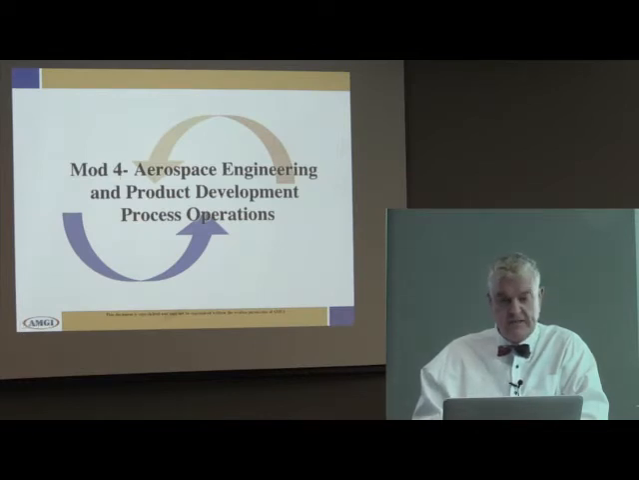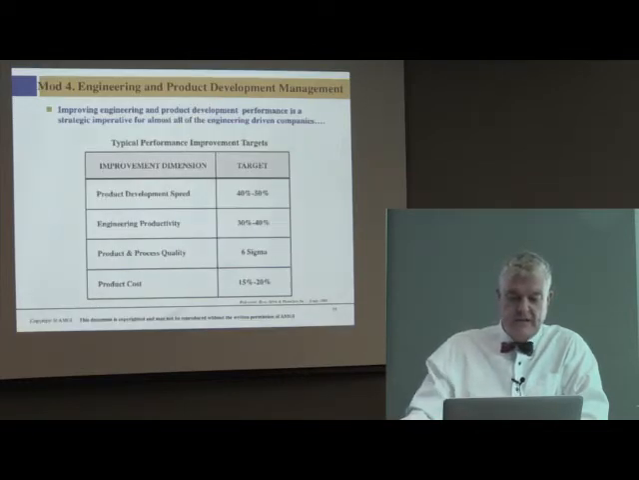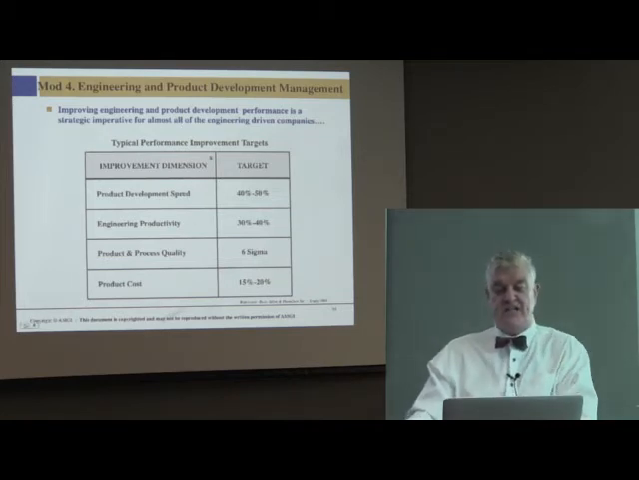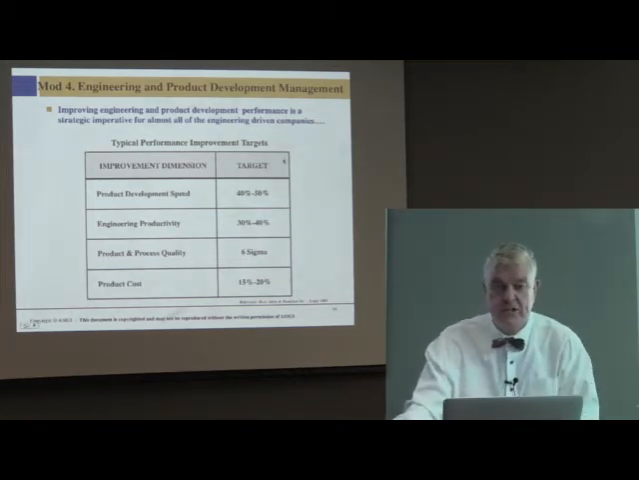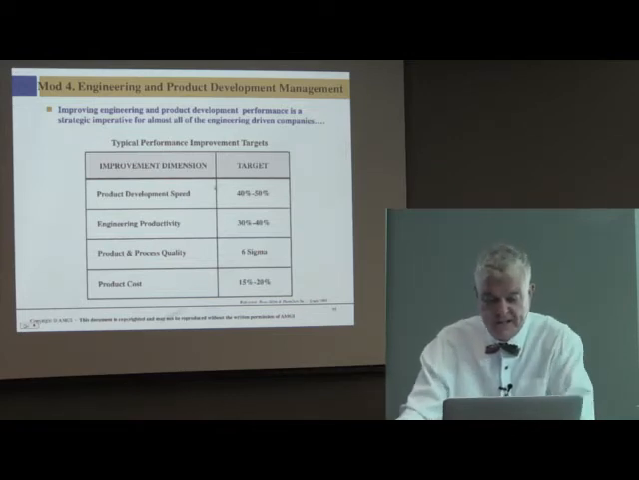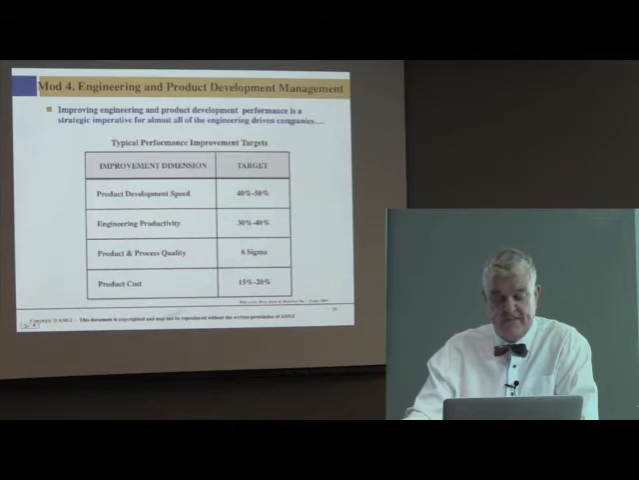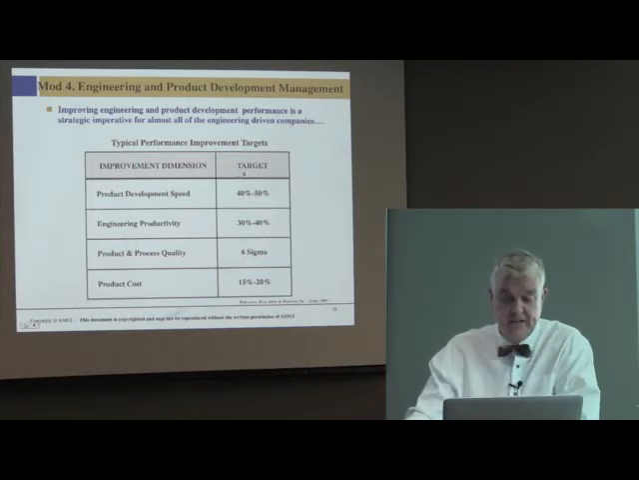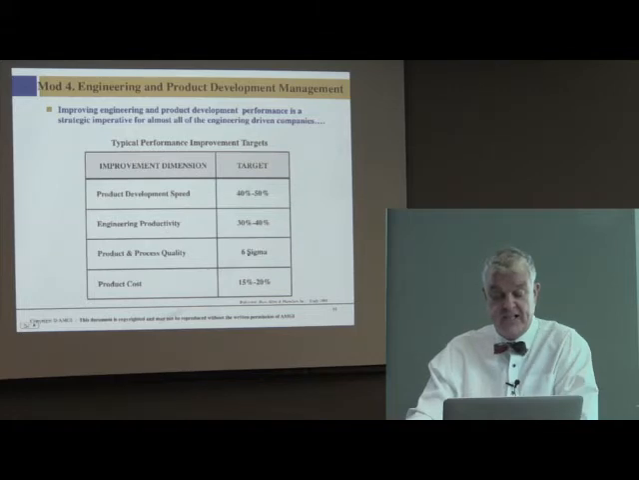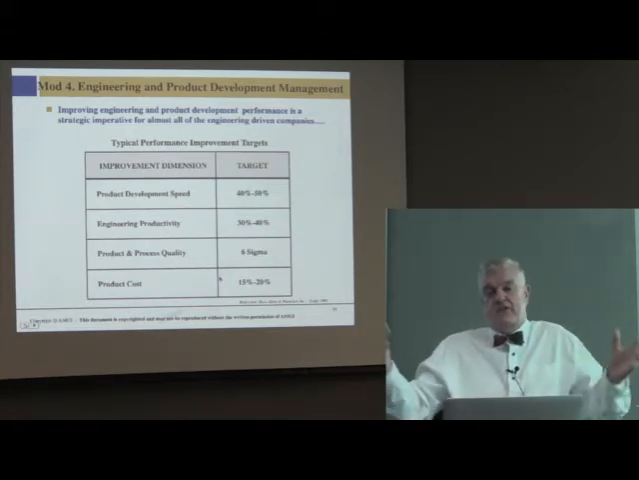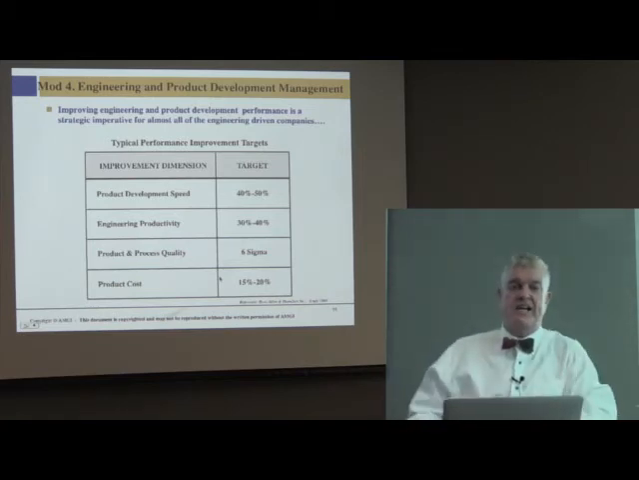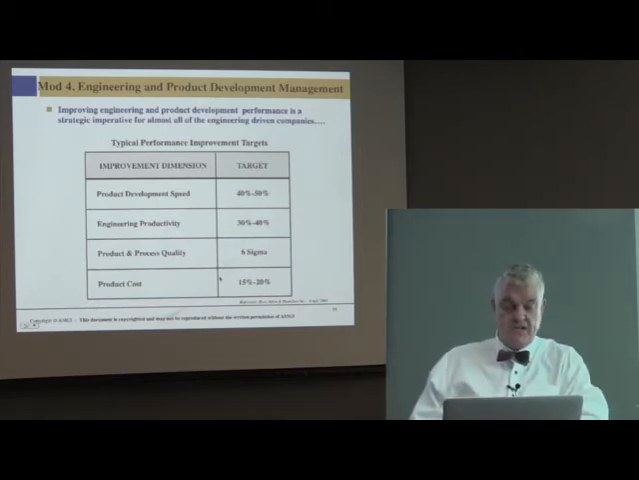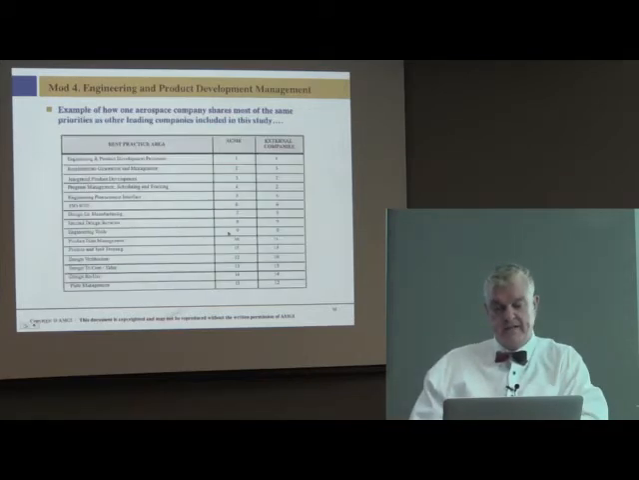Module 4 is product development, okay? So the target for typical aerospace companies, this is actually an excerpt from a benchmark study that was done with aerospace companies, from Booz Allen and Hamilton, actually, the big defense consulting company. The target at that time was 40% to 50% reduction in product development speed, time to market, 30 to 40% engineering productivity, Six Sigma, and reducing product cost. These are drivers inside engineering, where they do the design of the aircraft or the design of the weapons systems or whatever it happens to be. These are the kind of targets that management's looking for in order to be competitive.